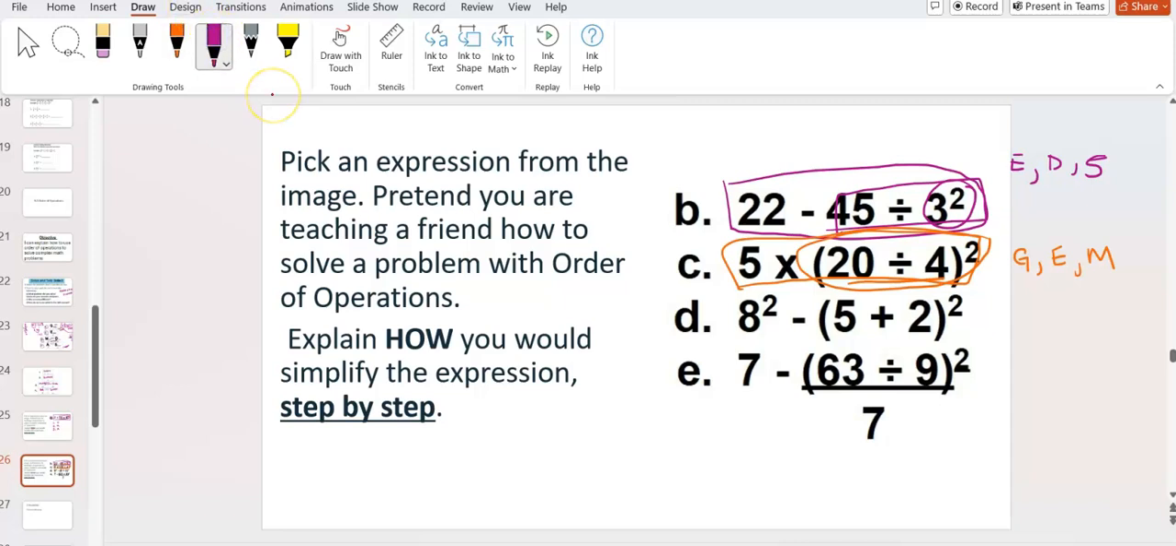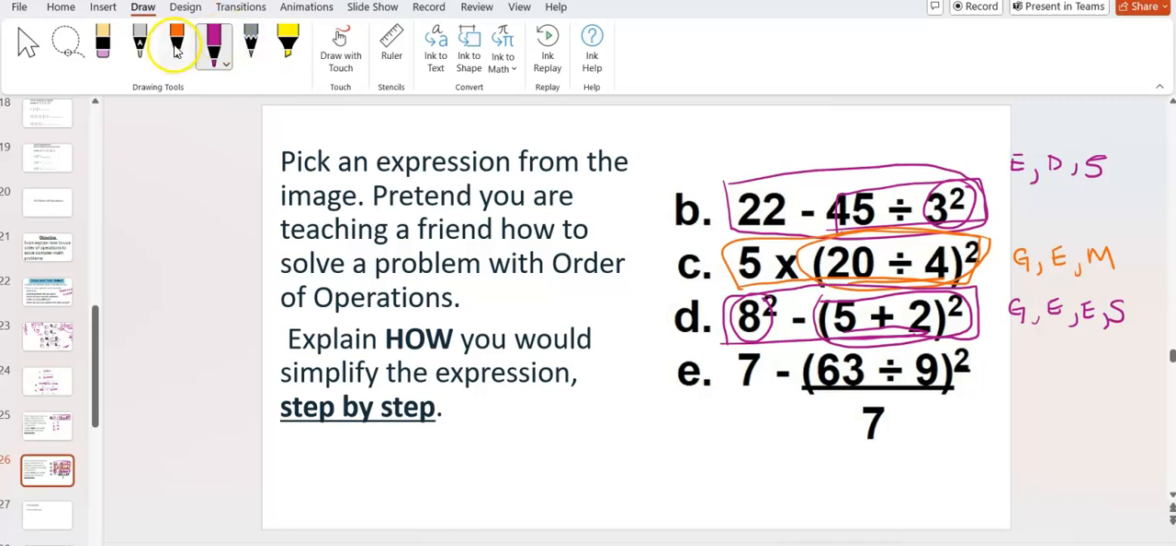If I was doing problem D, I again would do these grouping symbols first, add 5 plus 2. Then I would raise to the second power, exponents. Then, this exponent as well. Both of those exponents need to be done at the same time. And then I would subtract this 8 to the second power, take away whatever 5 plus 2 is, raised to the second power.